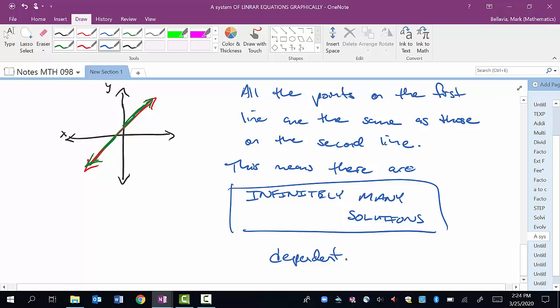So when we're graphing a system of equations, right, we have three possibilities if they're both linear equations. They intersect at a point, and therefore there's one solution. They're parallel, so they never intersect, which means there's no solution, or they're the exact same line, so they overlap right on top of each other, and there's infinitely many solutions. All the points on the first line are also on the second line. Let's take a look at some examples that use this.